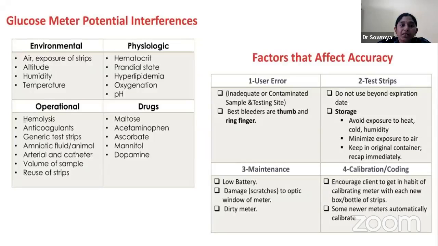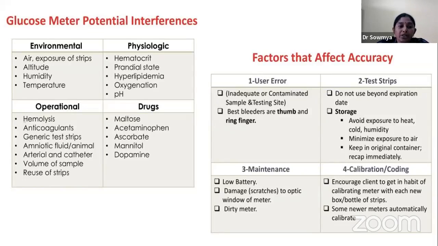So what are the potential interferences when we use a glucose meter or glucometer? The factors are divided into environmental, physiologic, operational, and drugs. So what are the environmental factors? Whenever the strips are exposed to air, whenever there is an altitude change, a change in humidity, or a change in temperature, all these environmental factors interfere with the glucometer readings. So what are the physiological factors? As I said, hematocrit values, postprandial state, hyperlipidemia, oxygenation, pH, all these alter the glucometer readings.